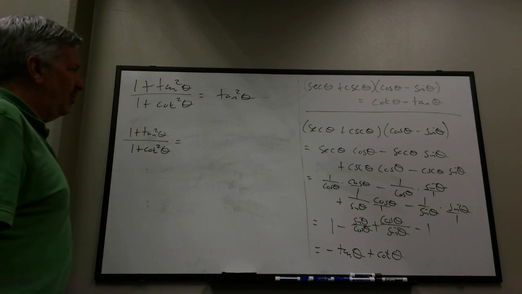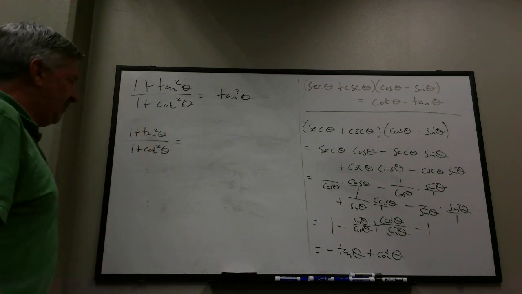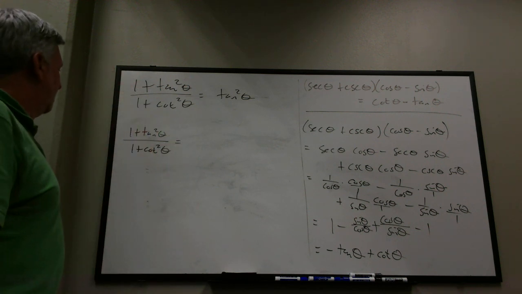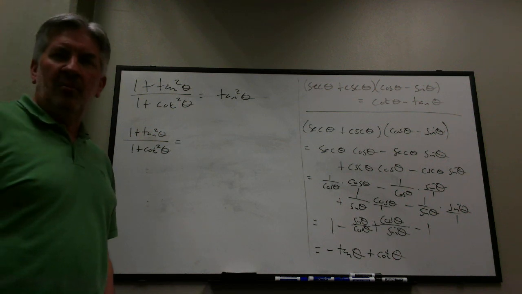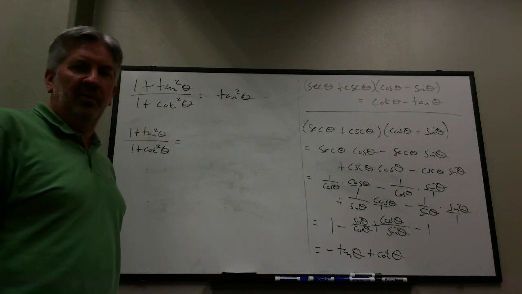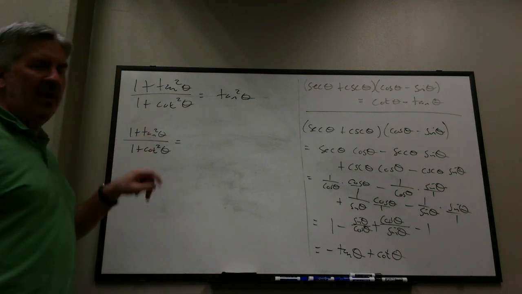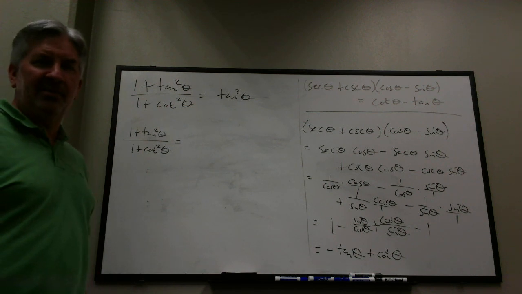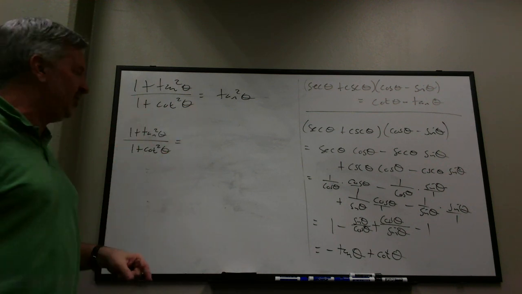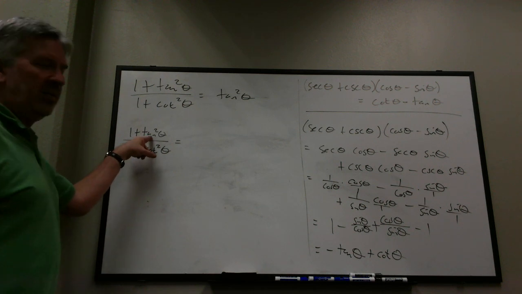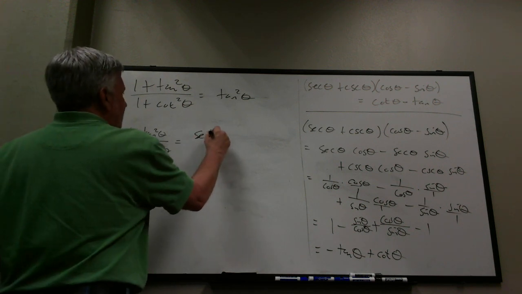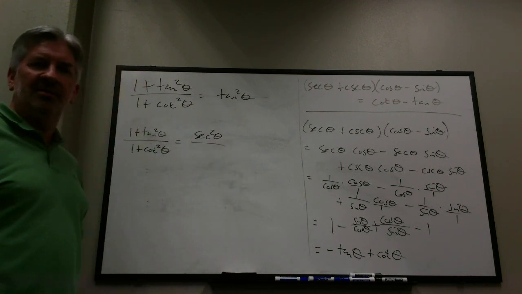Okay, now, something should be leaping off the board at you at this point. 1 plus tangent squared. Remember I mentioned the Pythagorean identities before. I know there's an identity with a 1 and a tangent squared. And now the question is, does it match? It actually does. I don't have to do the rearranging I did before. 1 plus tangent squared is secant squared. That's a Pythagorean identity. I don't even have to rearrange.